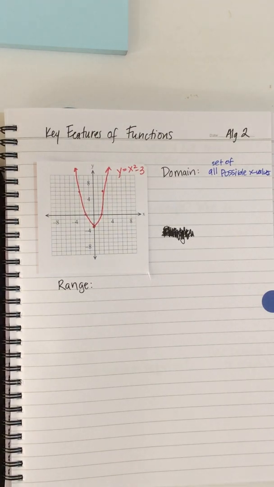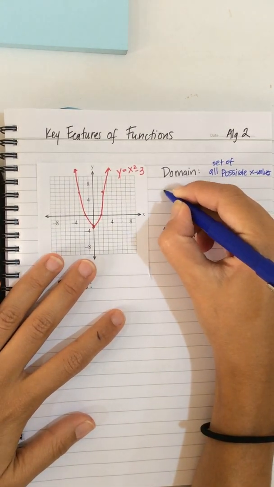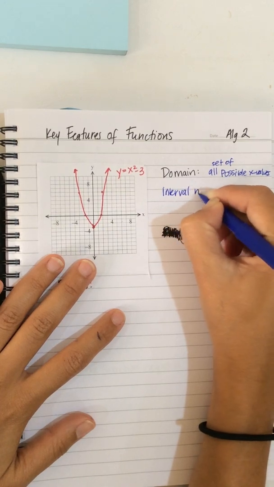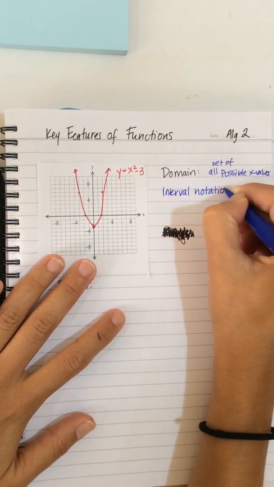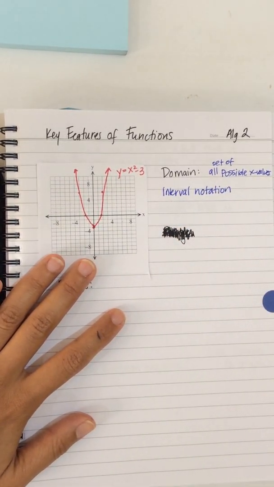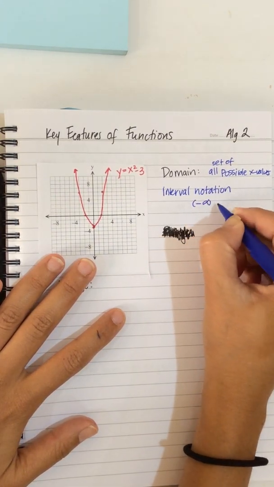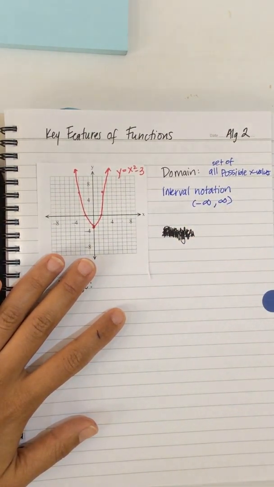So one way to write it, which is the way I think you'll see it most often, is called interval notation. So I'm going to write that here, interval notation. And the way you would say that x can be any number is you would say that it can basically be negative infinity to infinity, right? X can be any number.